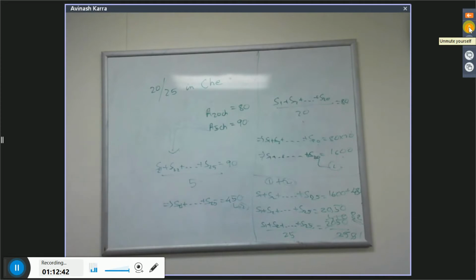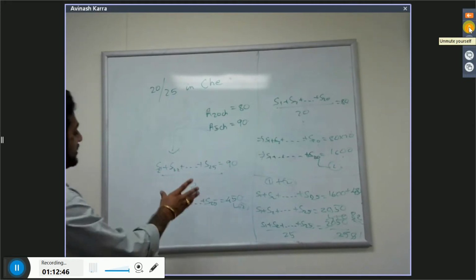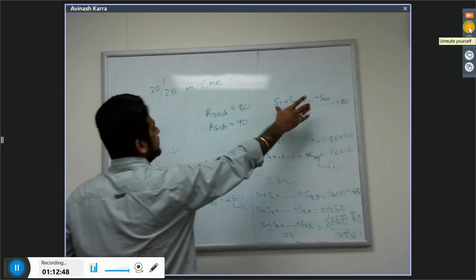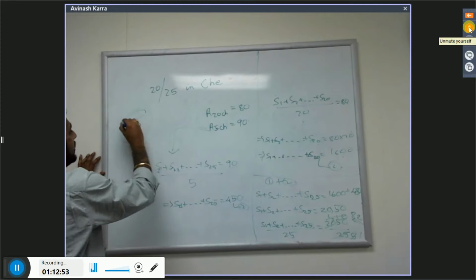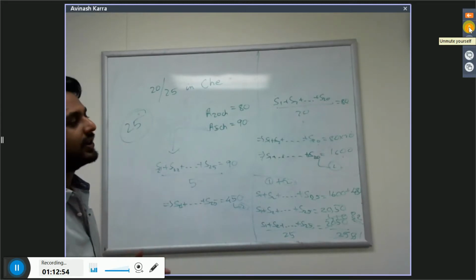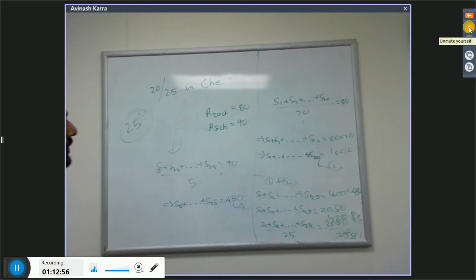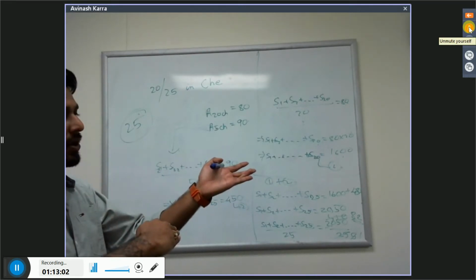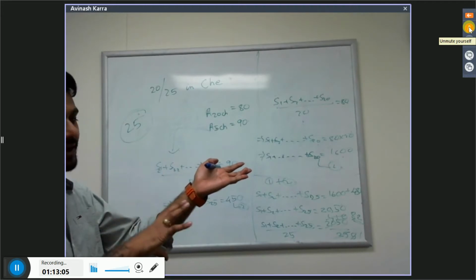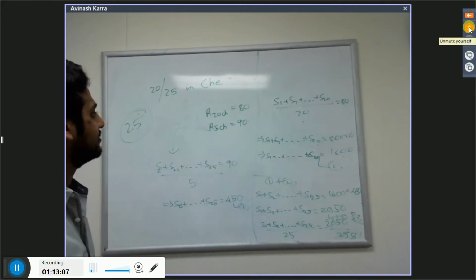And what he is asking is the average of the whole class. Whole class means these students and these students, total 25 students. Now to find the average of 25 students, what do we need to do? We need to add all the scores of 25 students by the number of values, 25 students. That's it.